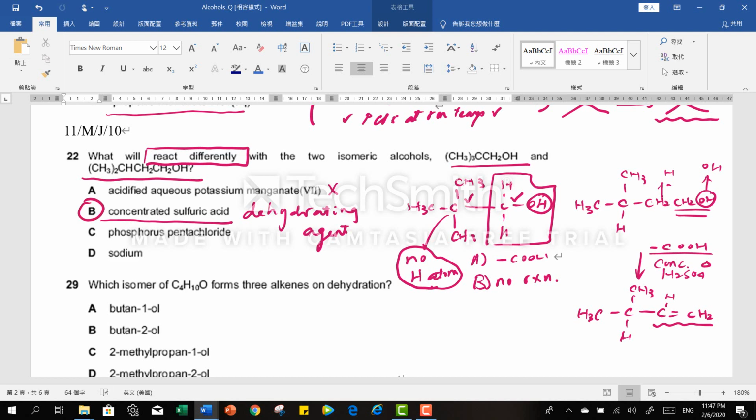But we can also take a look at C and D. For C, they will have the same reaction. The OH will be replaced by the Cl.